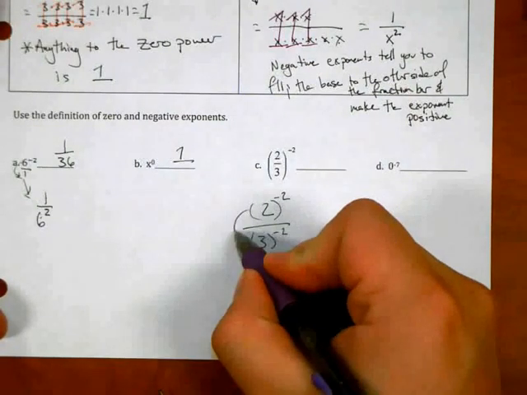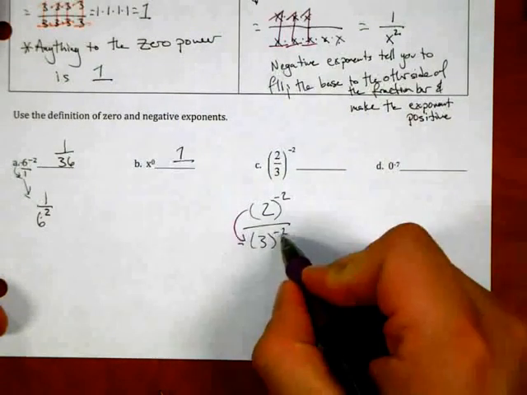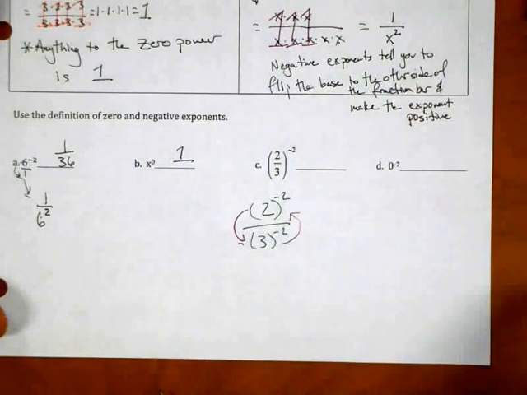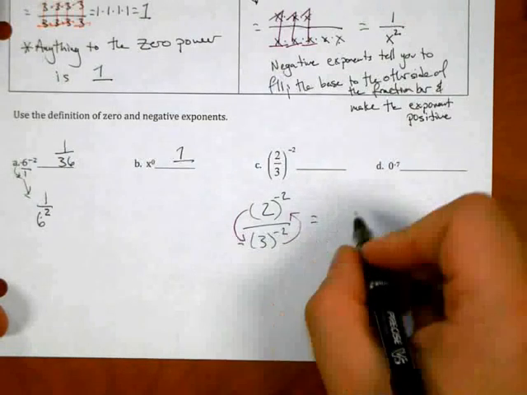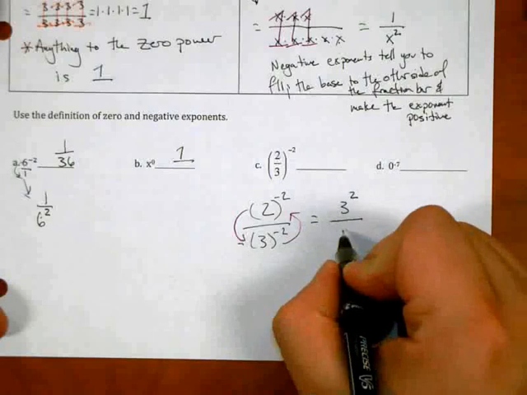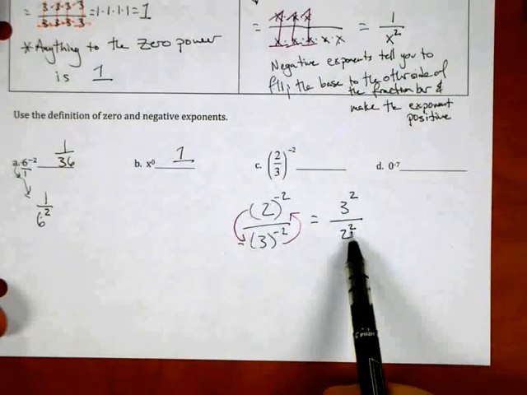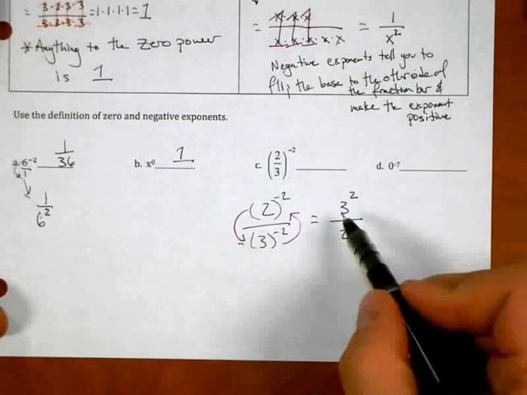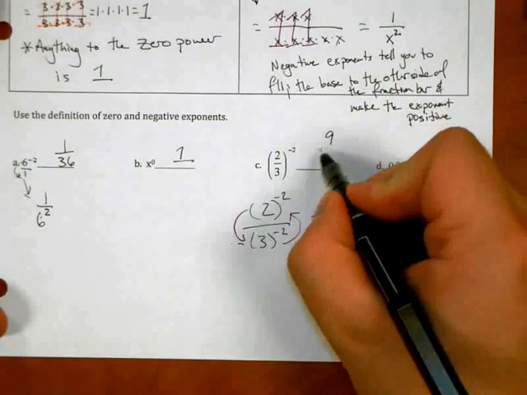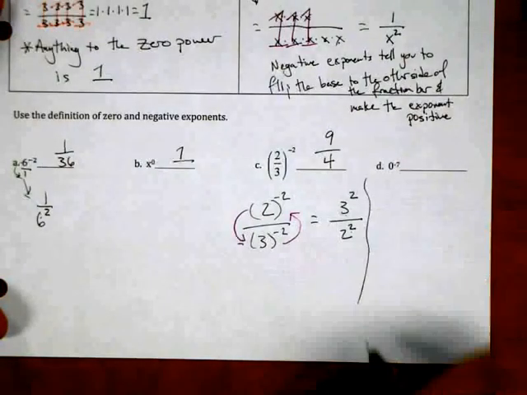Negative exponents, they flip. Since this is a negative exponent, I'm going to throw it to the bottom side of the fraction bar. And since this one has a negative exponent, I'm going to throw it to the top side. I'll do both of those, and now I'll give myself positive exponents. So I flipped it, and then the exponent is positive. And now I can figure out what 3 squared is. 3 squared is 9, 2 squared is 4.